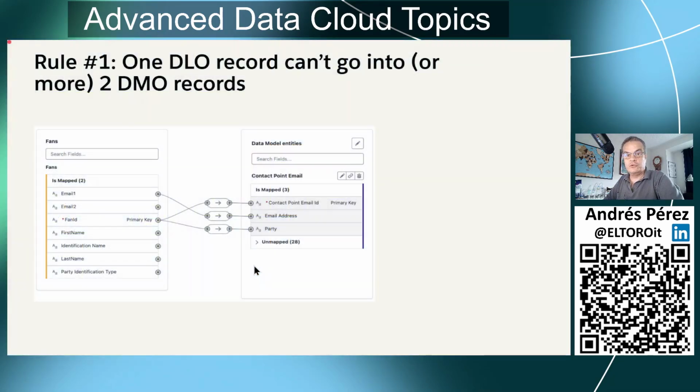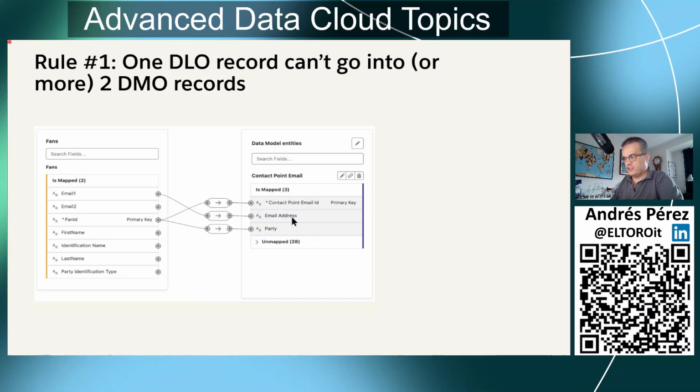And let's see what we have next. Oh, yeah. Two very important rules. Rule number one. Very important. Rule number one. One DLO record matches one DMO record. One DLO record cannot go into two or more DMO records. Actually, there's a little typo. Into two or more DMO records. Okay. 1-to-1.